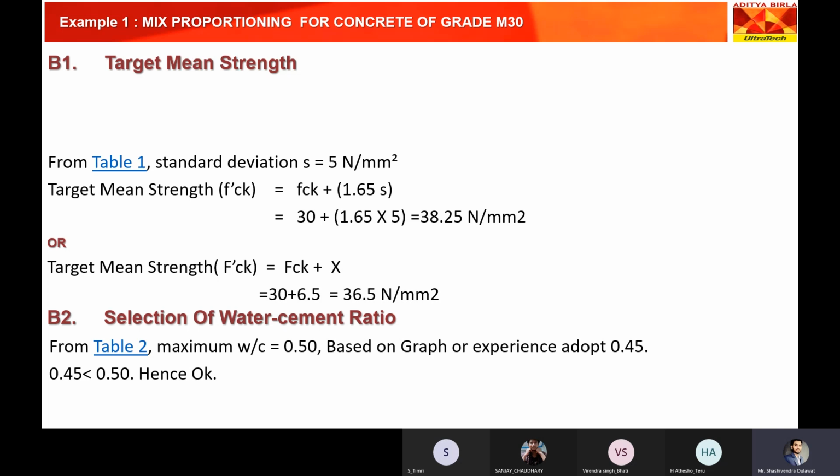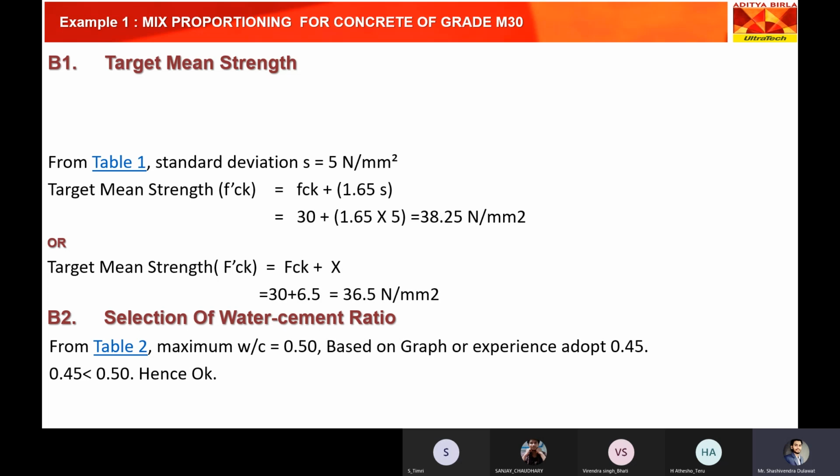And if we calculate the target mean strength according to Indian Standard 10262 2019, the formula is different. f'ck is equal to fck plus x. So x is a factor we will take from Indian Standard 10262 2019. According to that formula, our value will be 36.5 Newton per mm square.